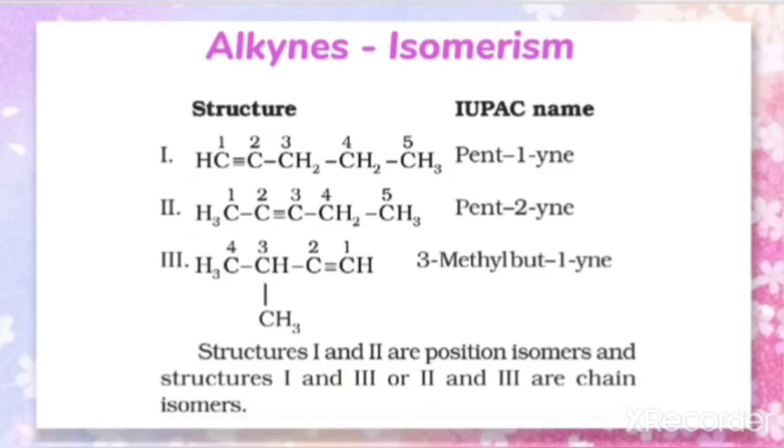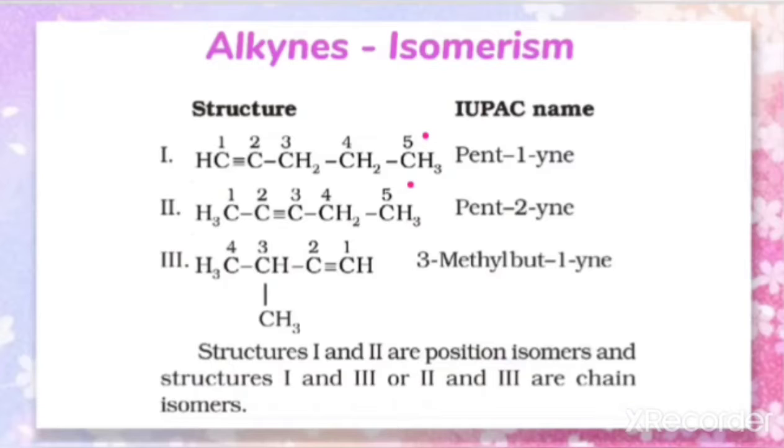When we talk about isomerism, we have already discussed the definition of isomerism. Let us take the examples given here: pent-1-yne, pent-2-yne and 3-methylbut-1-yne. When you look at these, the molecular formula is the same because the number of carbon and hydrogen atoms is the same. So these are isomers. And when you look at the first and second isomers, there is a difference in the position of the triple bond. So the first and second structures are position isomers because the number of carbons in the main chain is the same. You can see in both cases there are 5 carbons in the main chain.